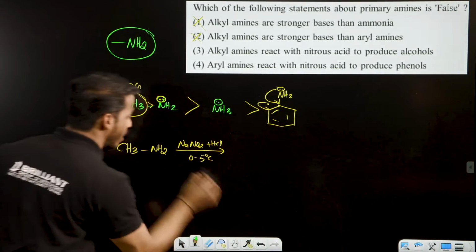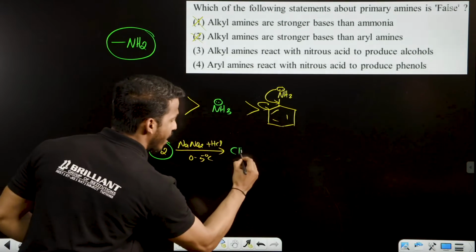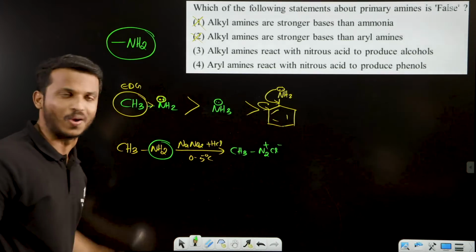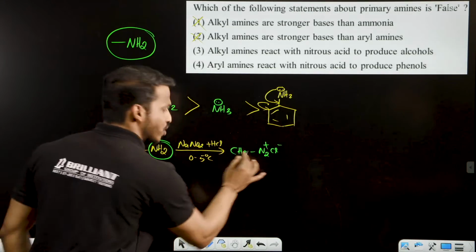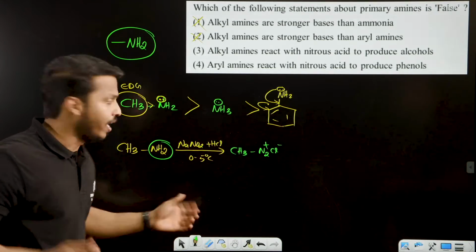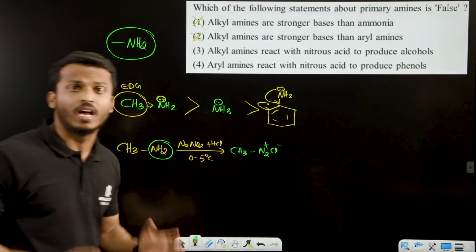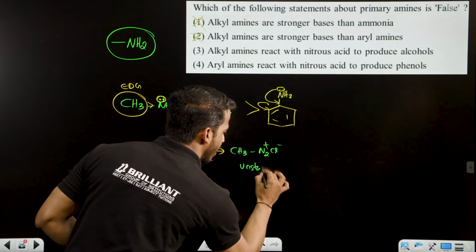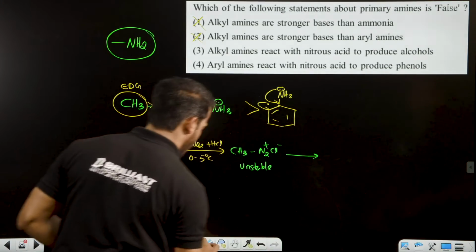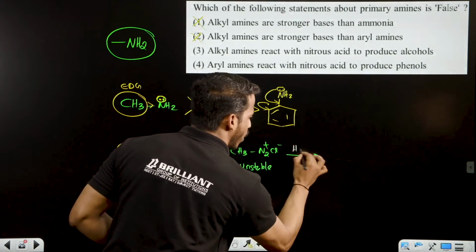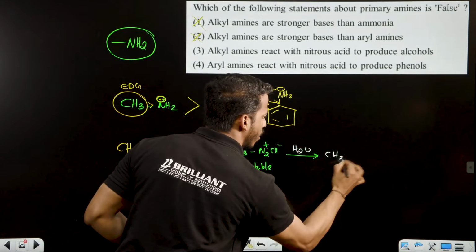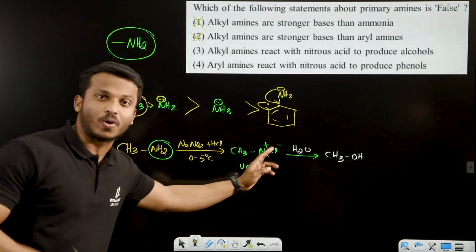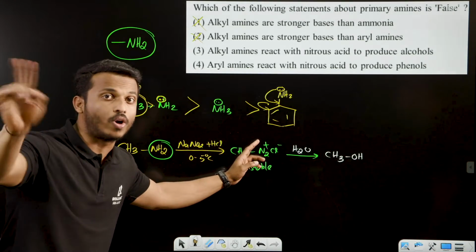During this reaction, what happened to the NH2 group, dear all? It converted to N2+ Cl-, diazonium salt. You know that here resonance is not possible. In alkyl diazonium salt, the resonance is not possible, therefore it is highly unstable. Since it is highly unstable, it immediately reacts with the water and it will give you alcohol, dear all. So alkyl diazonium salt is highly unstable, so it won't stay for a long time.